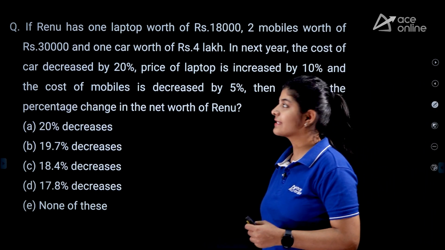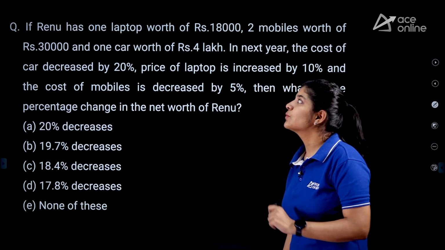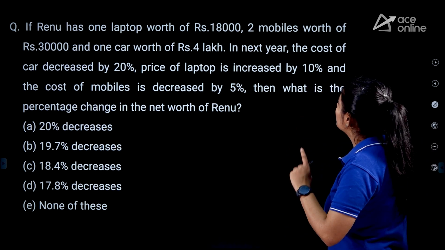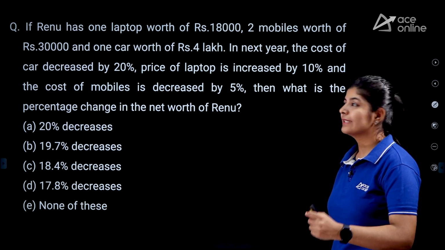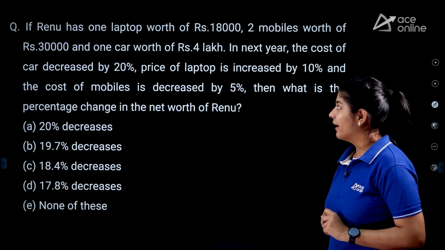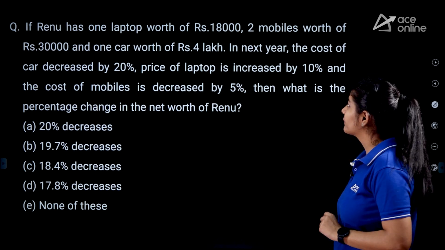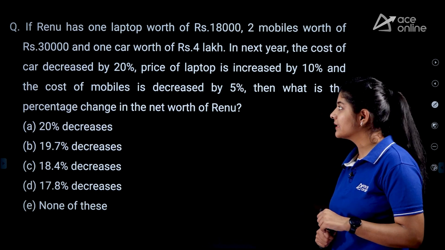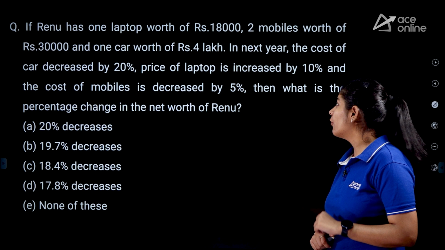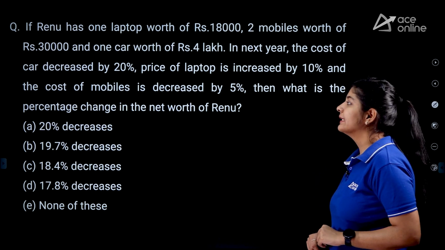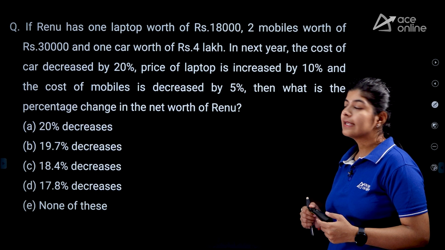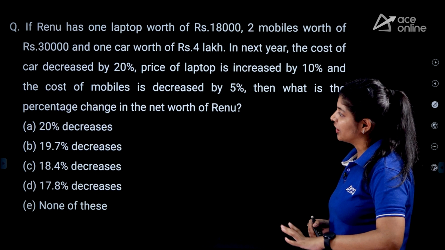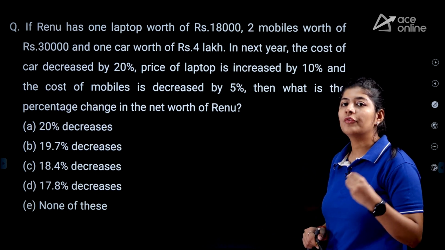The next question says that Renu has one laptop worth rupees 18,000, two mobiles worth rupees 30,000, and one car worth rupees 4 lakhs. In the next year, the cost of the car decreased by 20%, the price of the laptop increased by 10%, and the cost of mobile decreased by 5%. Then what is the percentage change in the net worth of Renu?